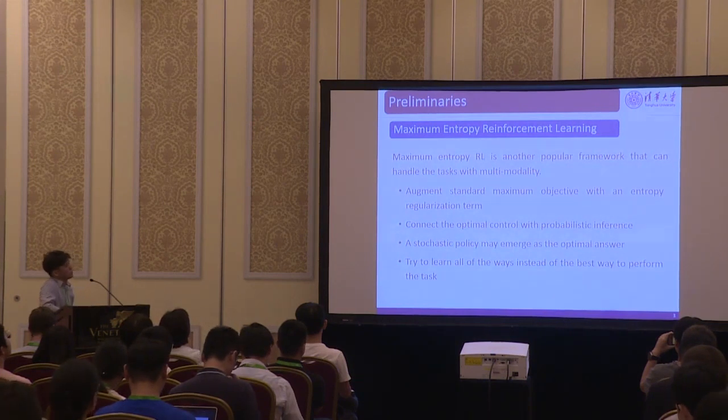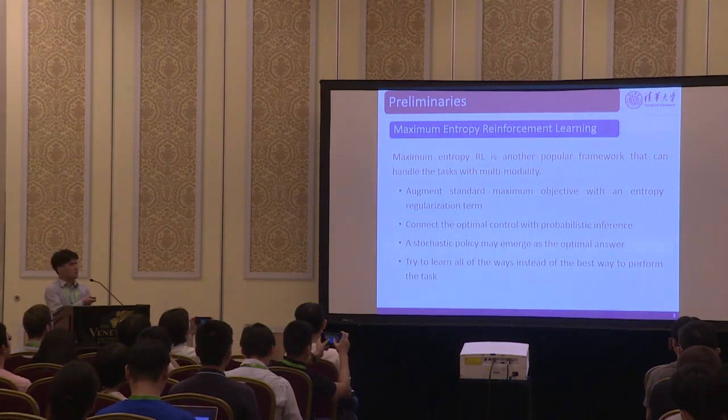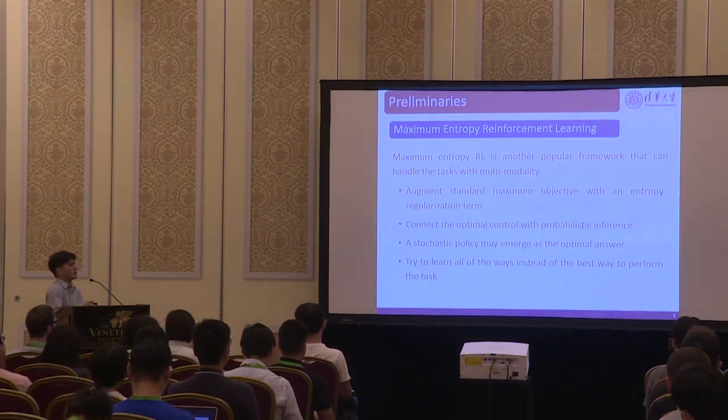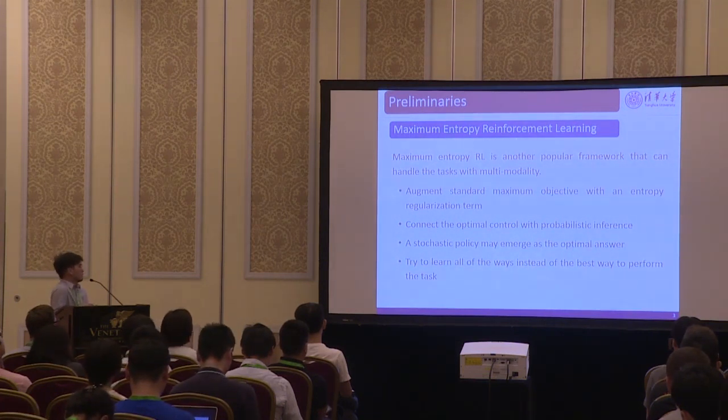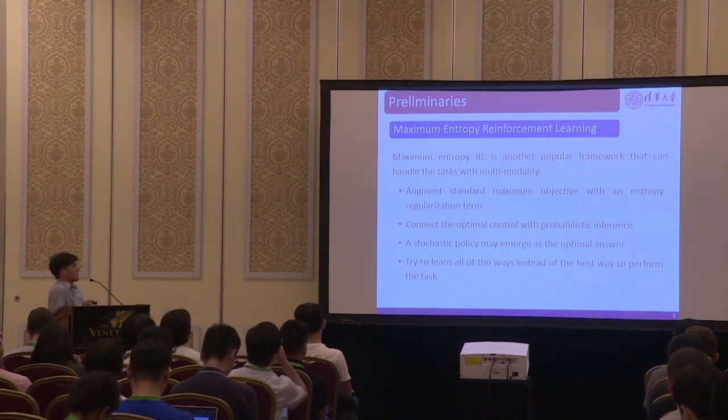To begin with, I would like to introduce maximal entropy reinforcement learning, which is a rather popular framework that can handle tasks with multimodality by augmenting the standard maximal objective with an entropy regularization term. Maximal entropy reinforcement learning tries to connect optimal control with probabilistic inference, and a stochastic policy may emerge as the optimal answer. Moreover, framing control as inference will produce policies that try to learn all of the ways instead of the best way to perform the task.